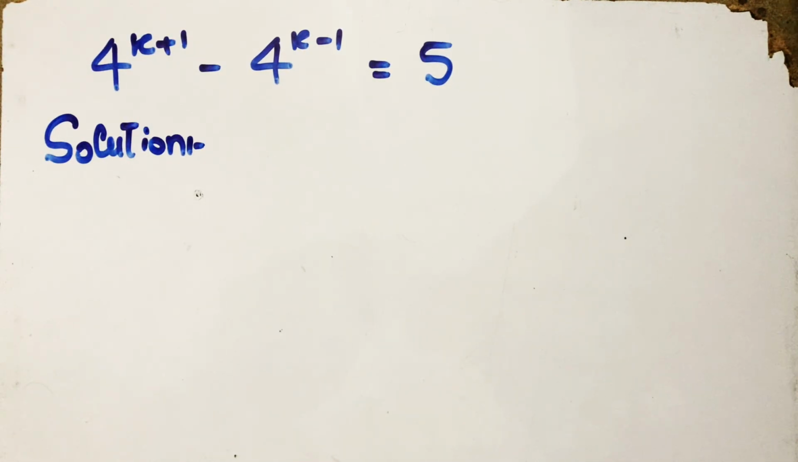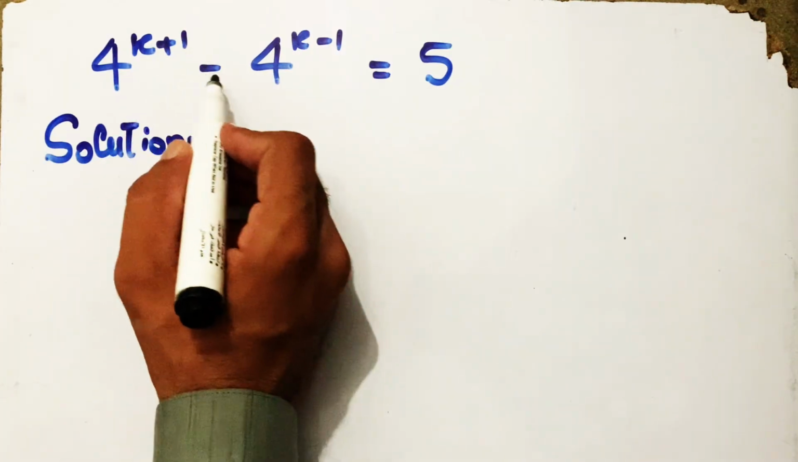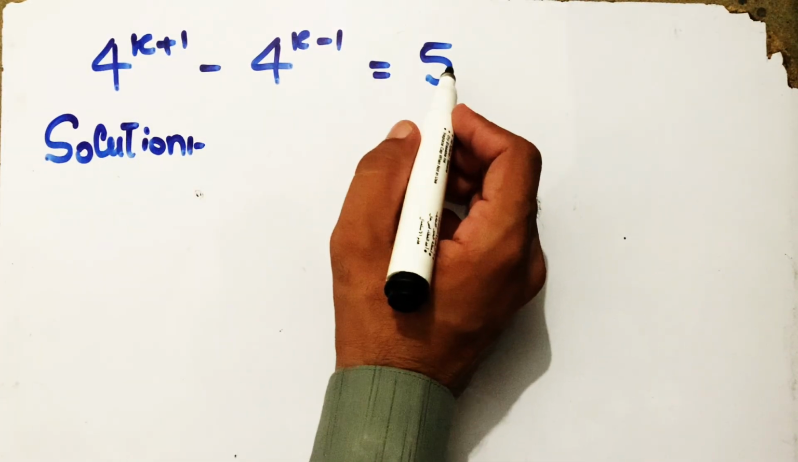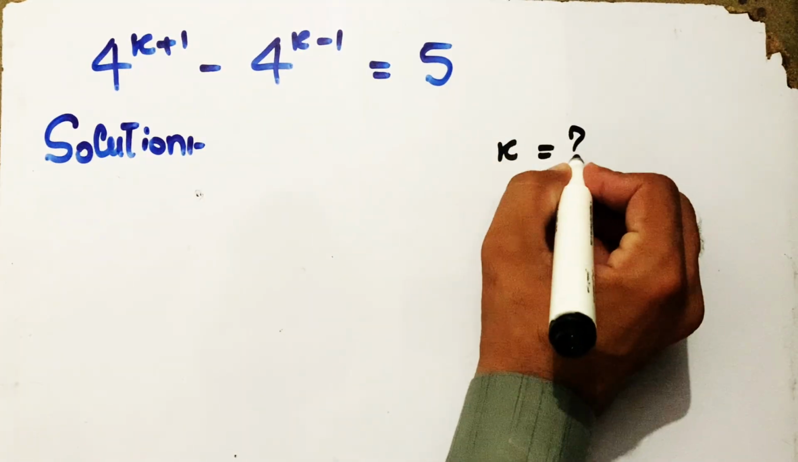Today I am trying to solve this math Olympiad problem in a very unique way. So let's find out the solution. Our equation is 4 to the power of x plus 1 minus 4 to the power of x minus 1 equals 5. I am calculating the value of x here.